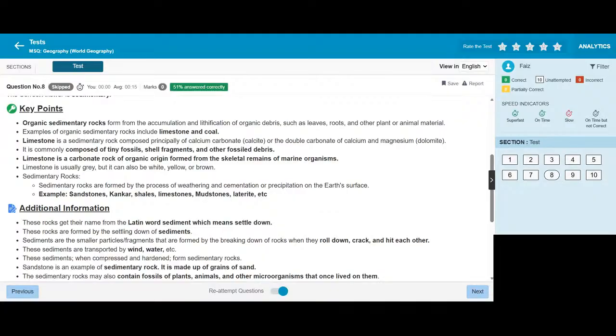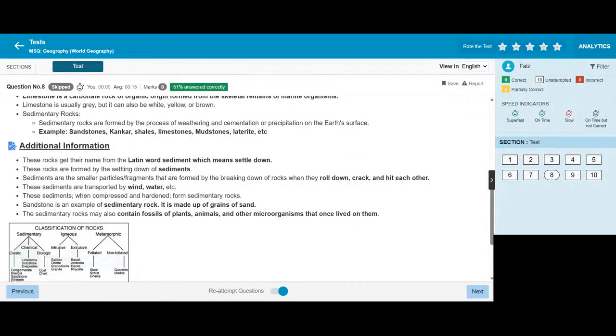Sedimentary rocks are formed by the process of weathering and sedimentation or precipitation on the Earth's surface. Examples: sandstones, conglomerate, shales, limestones, mudstones, laterite, etc. These rocks get their name from the Latin word sedimentum, which means to settle down. These rocks are formed by the settling down of sediments.